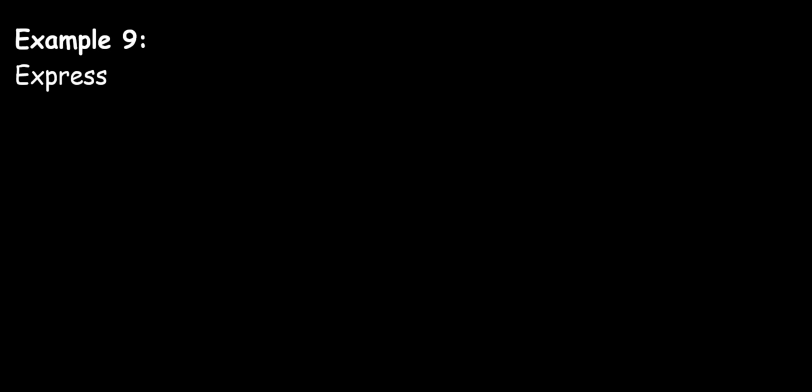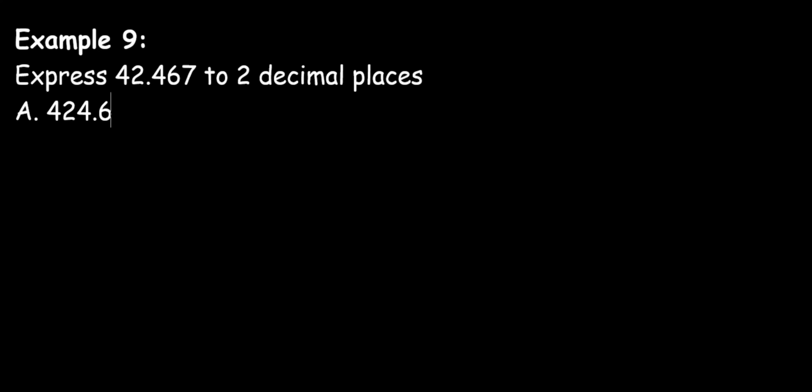Express 42.467 to two decimal places. Options: 424.67, that's option A. B, 42.50. C, 42.47. Option D, 42.46.